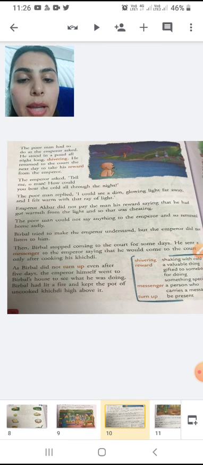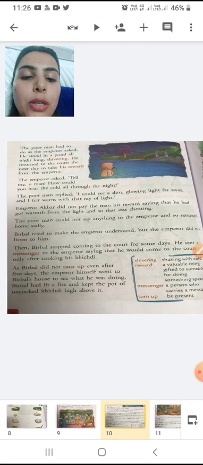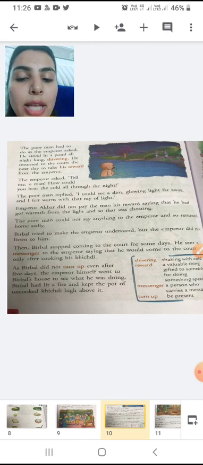Birbal tried to make the emperor understand, but the emperor did not listen to him. Then Birbal stopped coming to the court for some days. He sent a messenger to the emperor saying that he would come to the court only after cooking his khichdi. As Birbal did not turn up even after 5 days, the emperor himself went to Birbal's house to see what he was doing. Birbal had lit a fire and kept the pot of uncooked khichdi high above it.